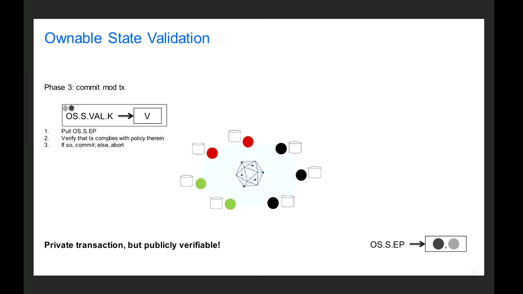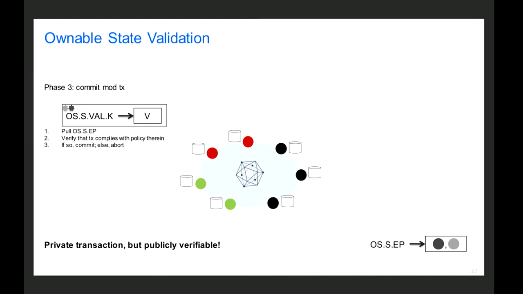the endorsement policy that now specifies, okay, dark gray and light gray have to endorse a change to this ownable state S, and verify that indeed the corresponding parties, which are members of the network, but we don't know which these members are, have signed this transaction. And if so, again, you can commit it, and if not, we abort.